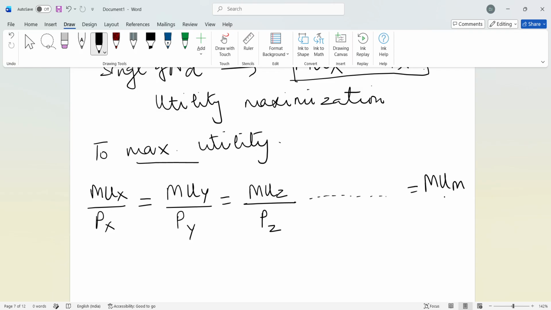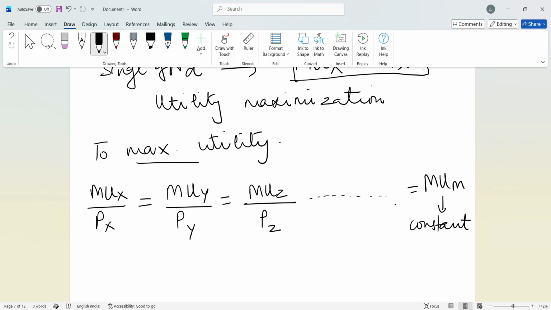That's the marginal utility of money. So in simple terms, what does this mean? This basically means that to maximize utility, consumers allocate their spending between products. One should allocate spending between products so that equal marginal utility is derived from the last unit of money, the last dollar spent on each good.